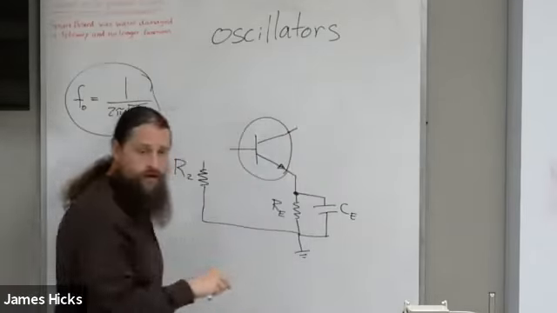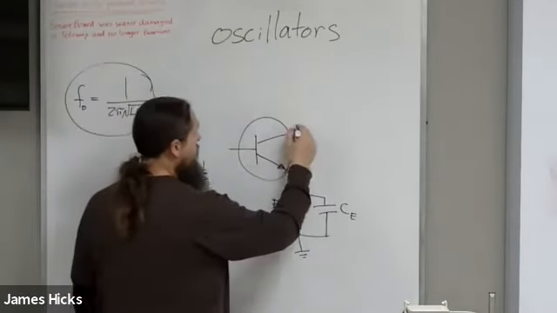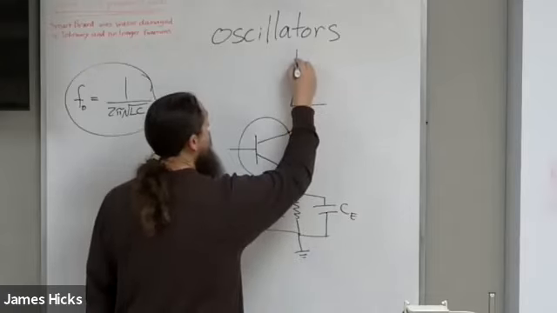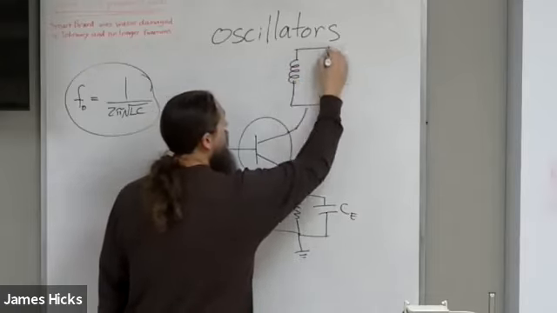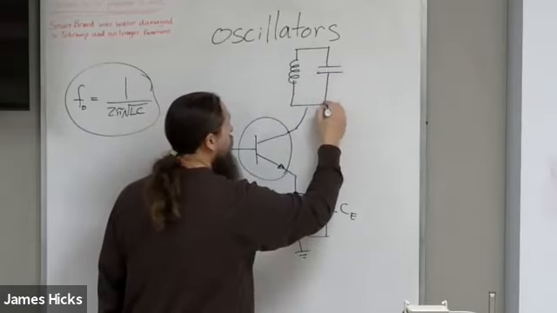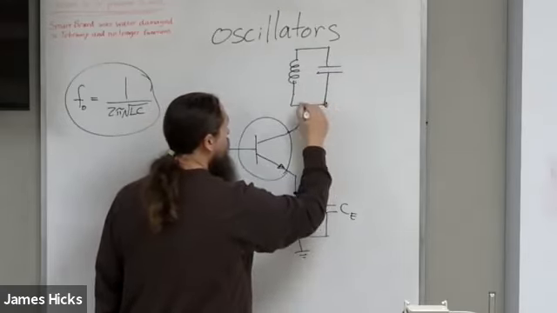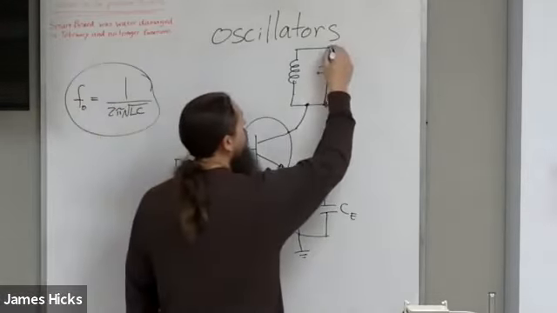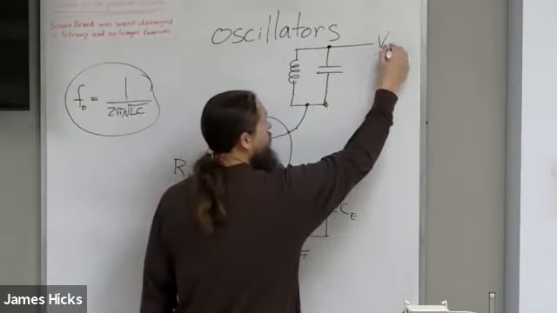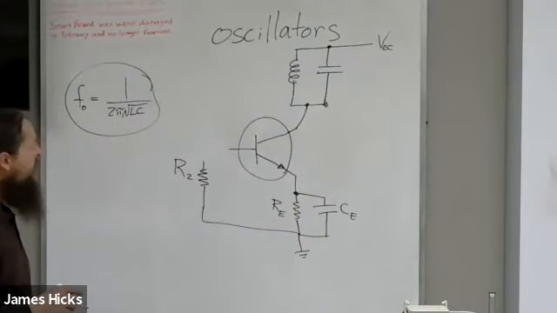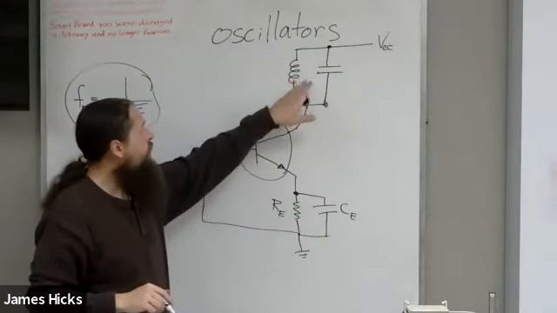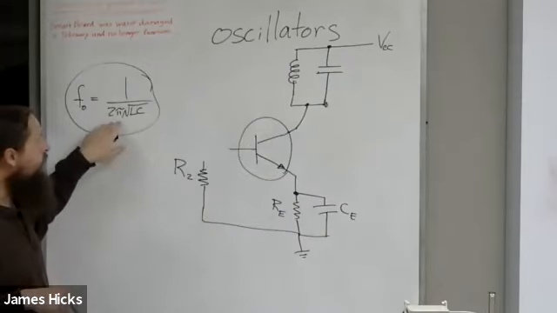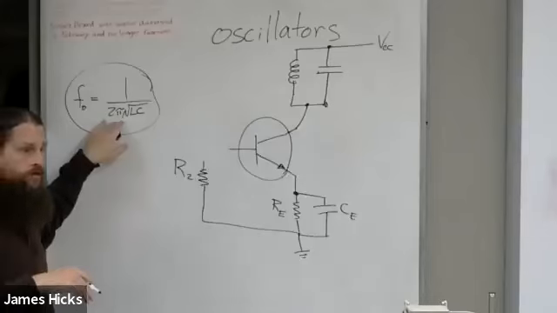To turn it into an oscillator, I need the tank circuit there. So this would be to the VCC. This is going to give me one particular frequency where it's got a low reactance.